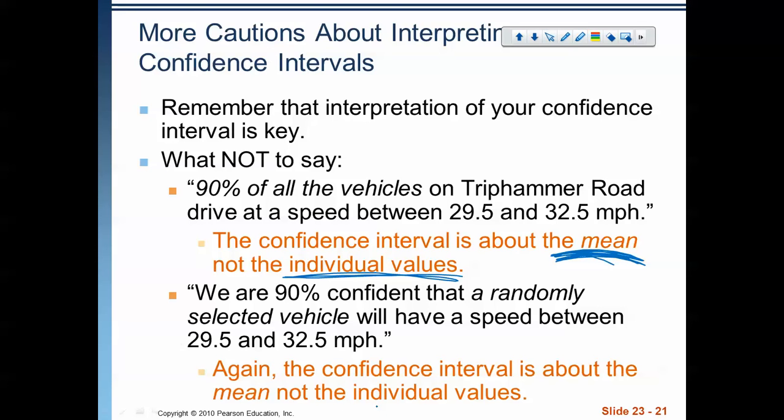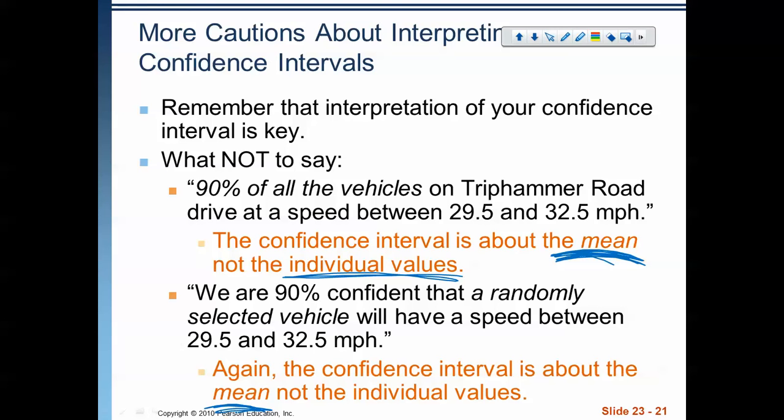We need to be talking about the mean speed of the vehicles on Trip Hammer Road, okay? Another thing not to say: we are 90% confident that a randomly selected vehicle will have a speed between 29.5 and 32.5. Again, this is wrong because it's about the mean. The confidence interval doesn't tell us anything about the range we would be within if we were to randomly select somebody. That's not correct at all, right?